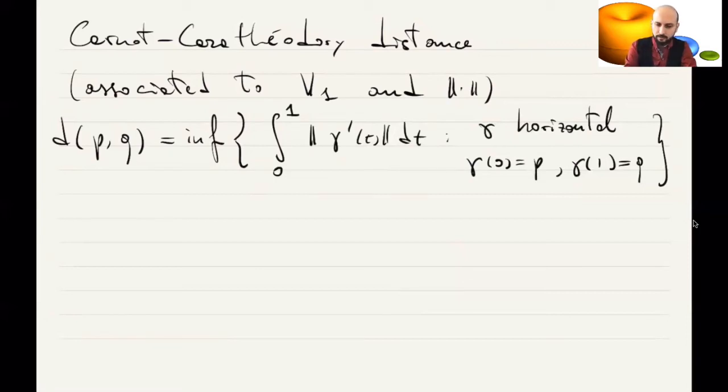Okay, let's see some properties of this function. Properties. Okay, first, d is a distance.